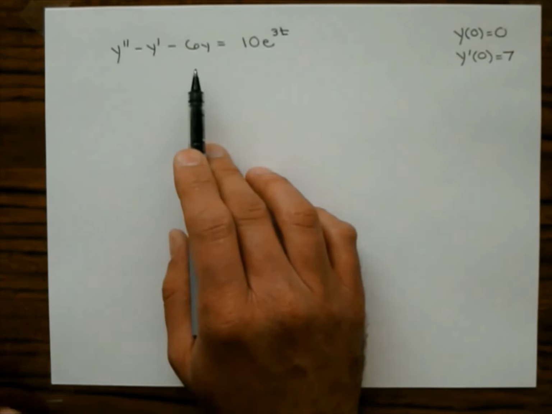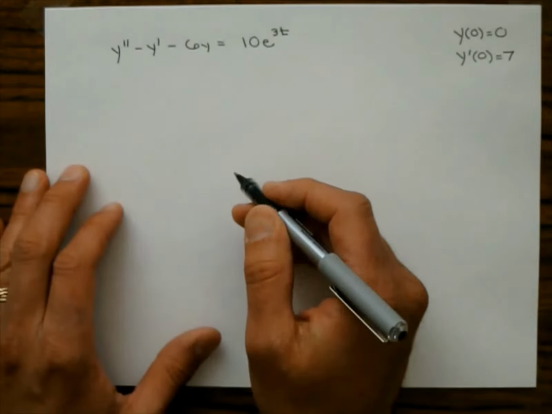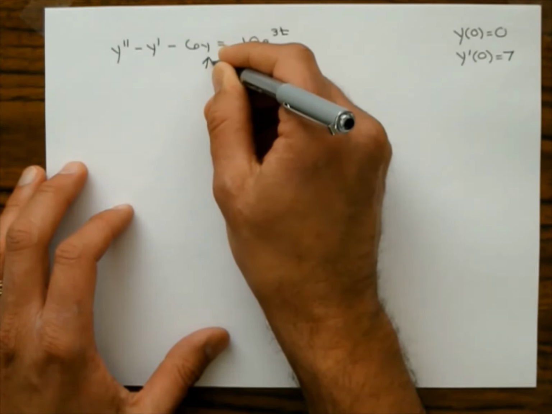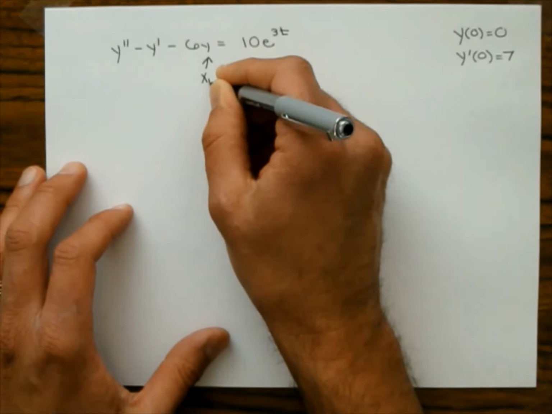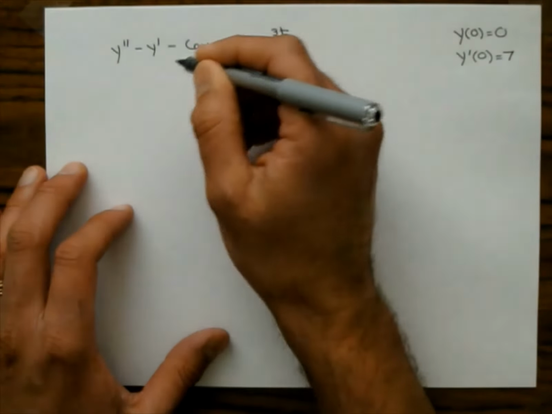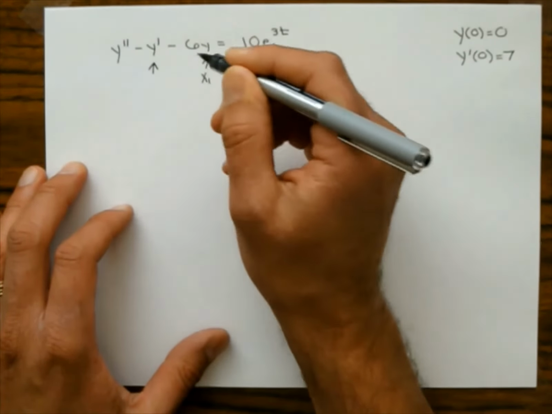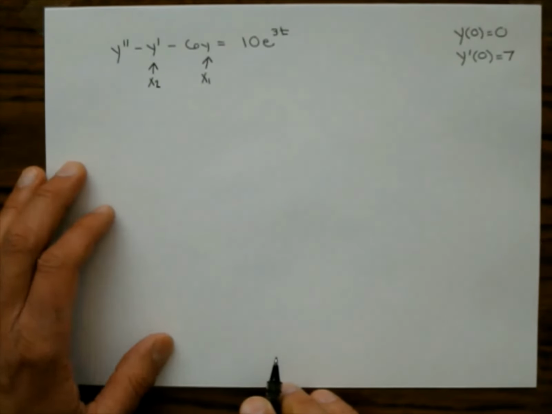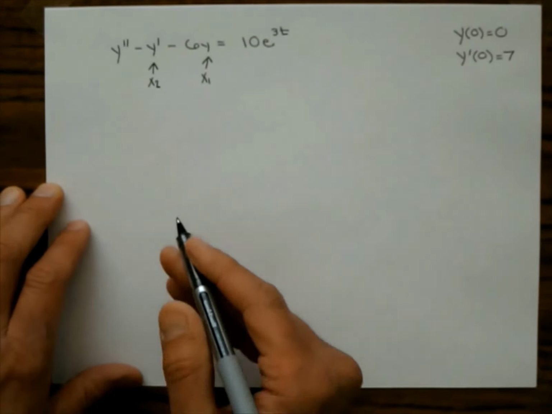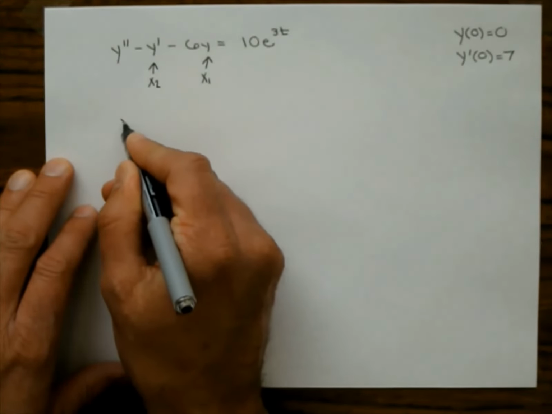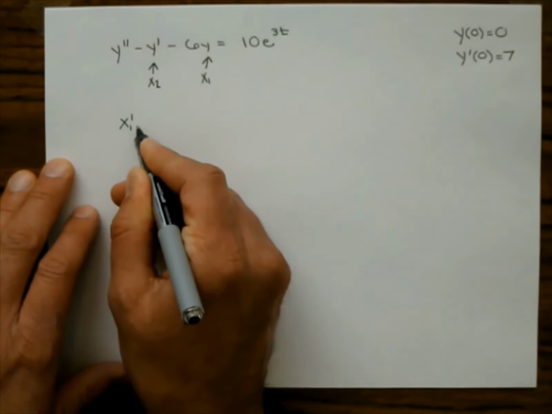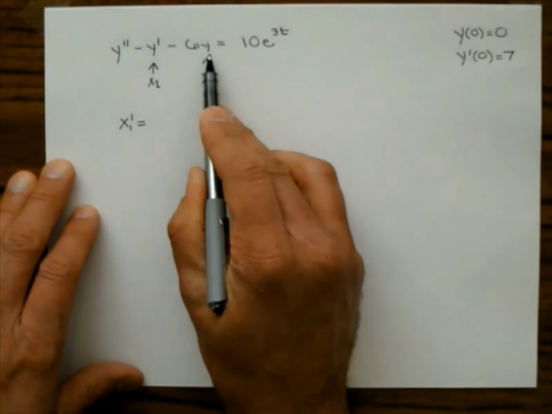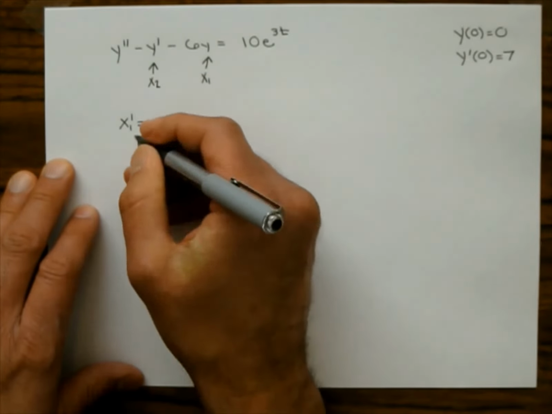Okay, so how am I going to do this? I'm going to go ahead and I'm going to say, well, that first y is going to be x1. And then y prime is going to be x2. And I'm going to go ahead and write out this system. Okay, so I have x1 prime is, well, x1 is y, so x1 prime is y prime, which is going to be x2.